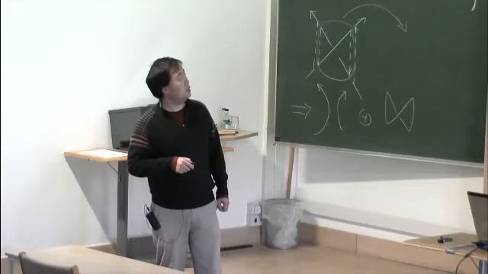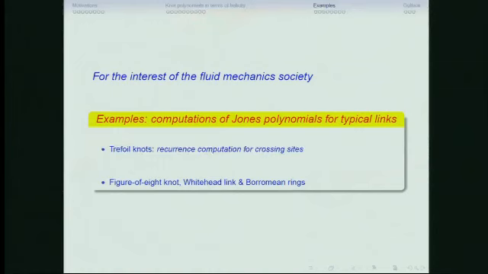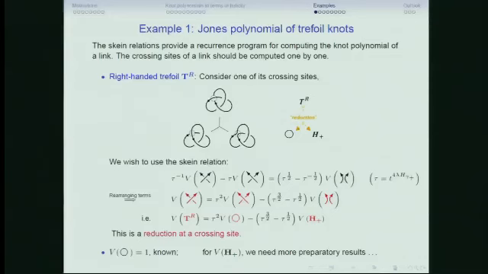Okay, last section, I'd like to present some examples for the interest of fluid mechanical researchers, about how to do the computation of polynomials. As I mentioned, skein relations are just recurrence relations for computing the polynomial. So let me show how to use that recursively.